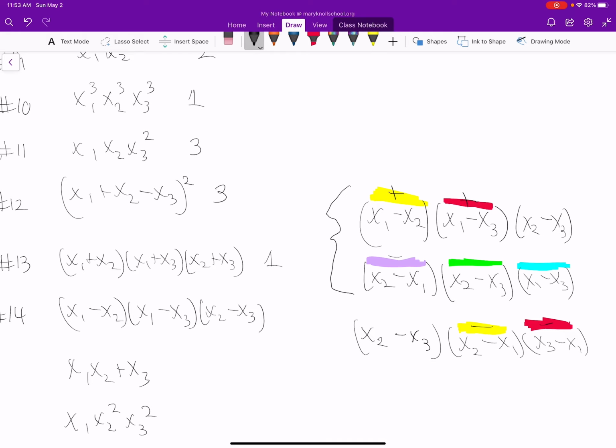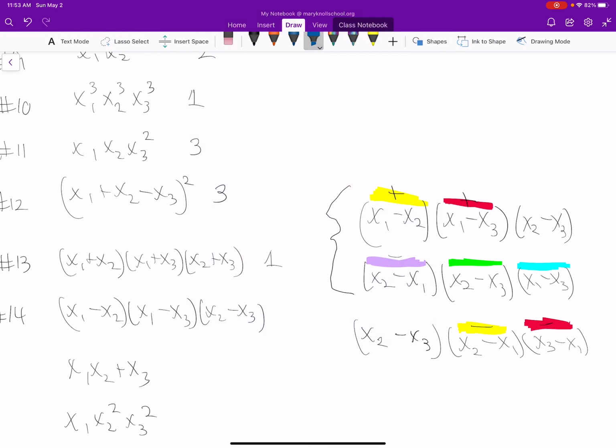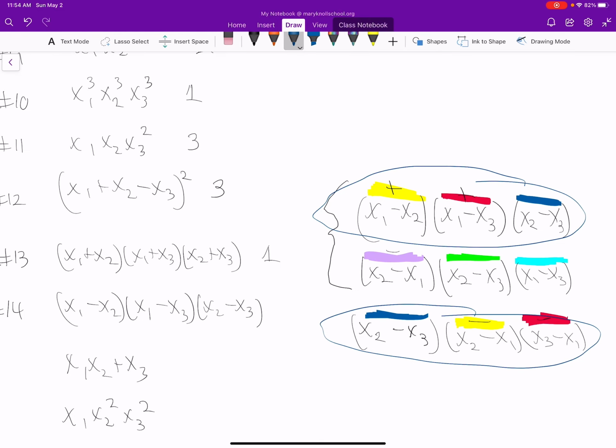And then here we get, let's say that x2 minus x1, x2 minus x3, x2 minus x3, those are literally the same. So we can see that this is actually the same as this because these two negatives cancel. Okay, so in this case, we've only been able to find two distinct variants due to positive and negative.